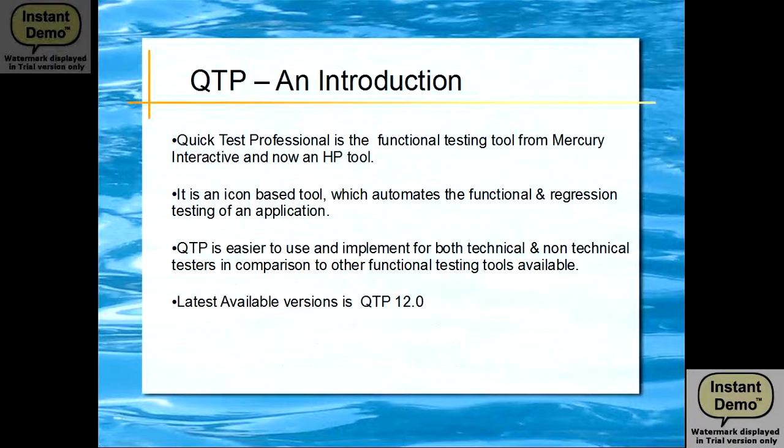Wherever we need the repetition of the test, we should automate that, and then we can use that in the regression testing of every build. And QTP is easy to understand. That is why we should pick QTP.